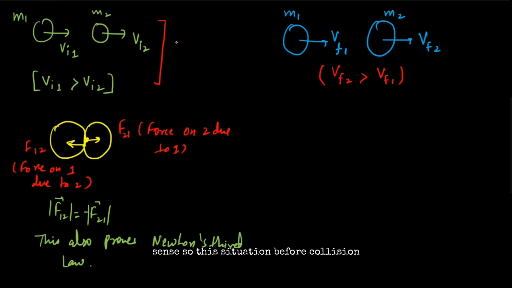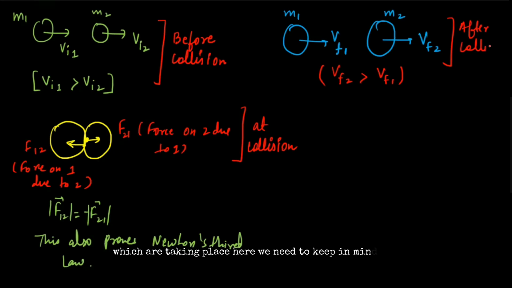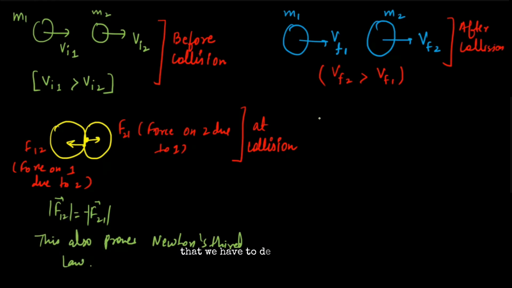So this is the situation before collision, this is the situation at collision, and this is the situation after collision. All the scenarios which are taking place here, we need to keep in mind. Now, there is one important factor that we have to define here, which is known as the coefficient of restitution.